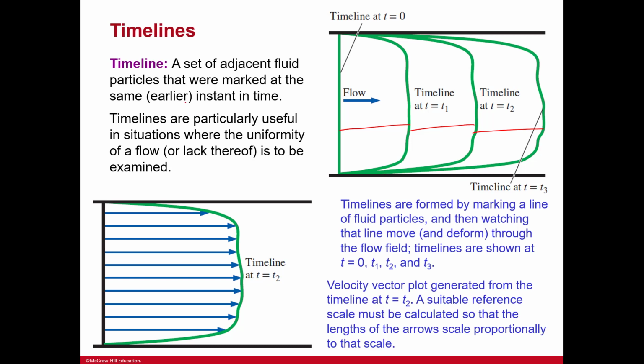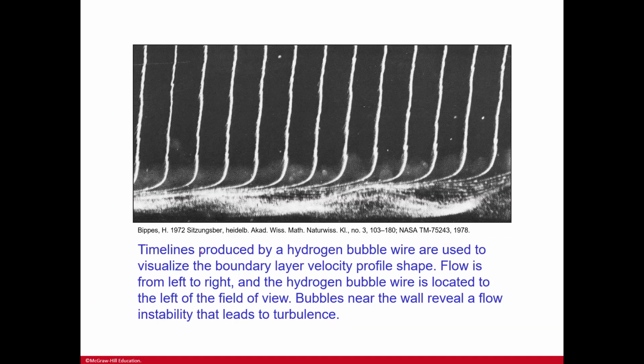Here you can see the velocities changing as we've got some drag along the walls of it. So here, timelines produced by a hydrogen bubble wire are used to visualize the boundary layer velocity profile shape. Flow is from left to right, and the hydrogen bubble wire is located to the left of the field of view. So it's over here. Okay. Bubbles near the wall reveal a flow instability that leads to turbulence.